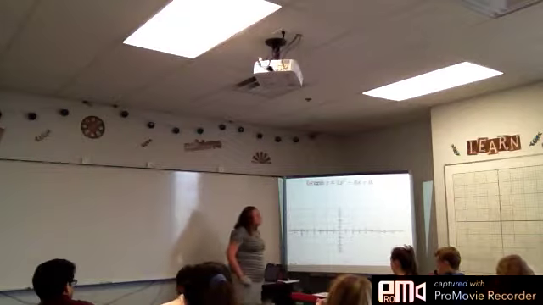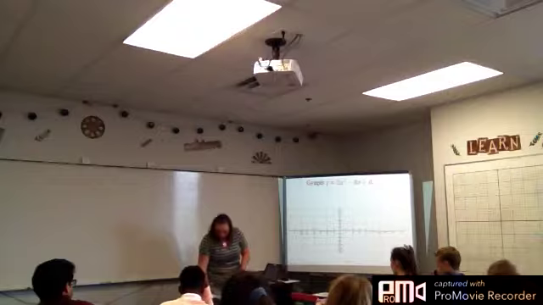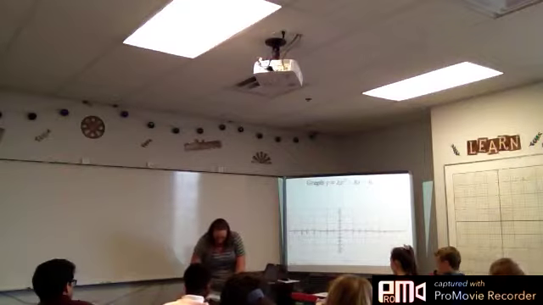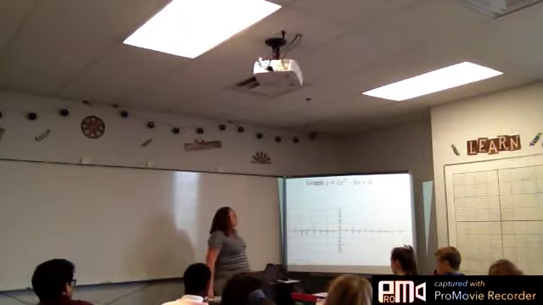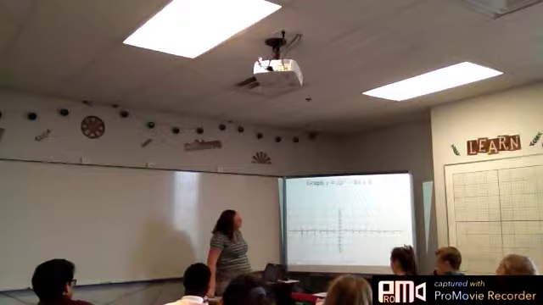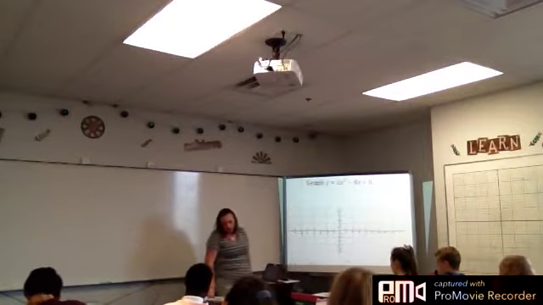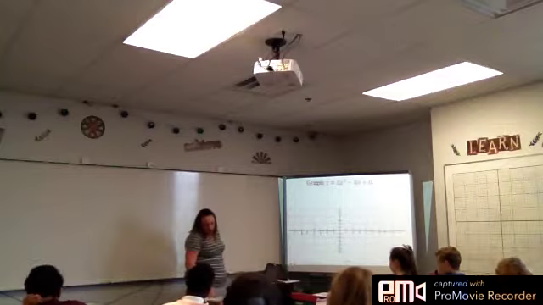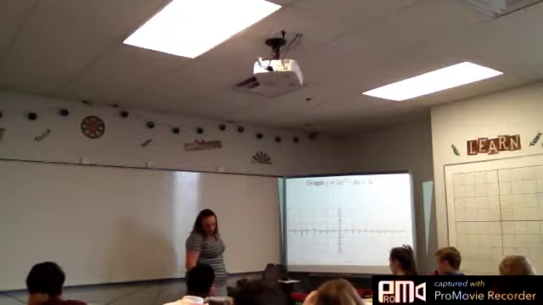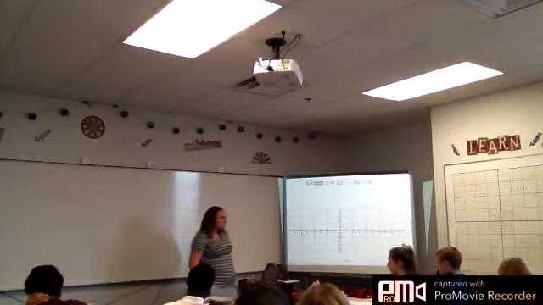Graph y equals 2x squared minus 8x plus 6. Okay, let's start with this. The first thing you need to do is figure out what's your a, your b, and your c. What's a? 2 is a, negative 8 is b, and c is 6. Now, in order to do this, we have to graph the vertex. To find the vertex, I have to use the axis of symmetry formula, which is what?